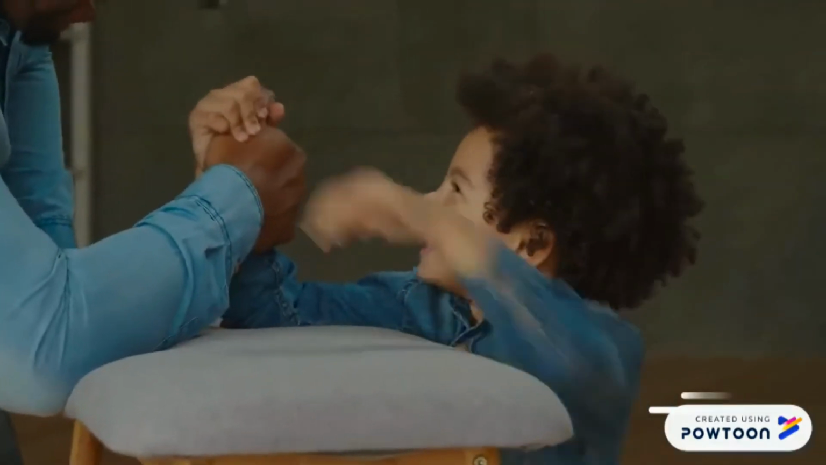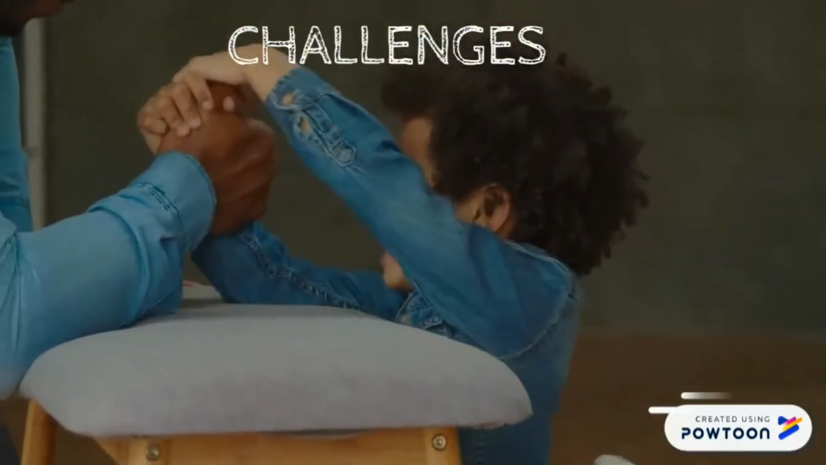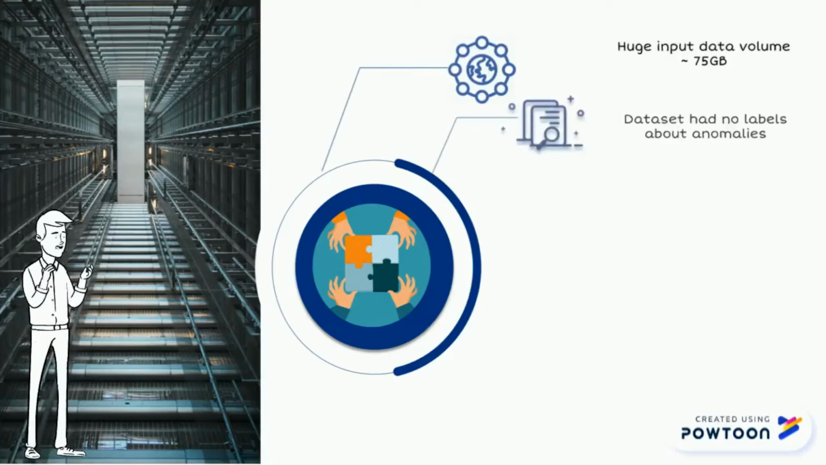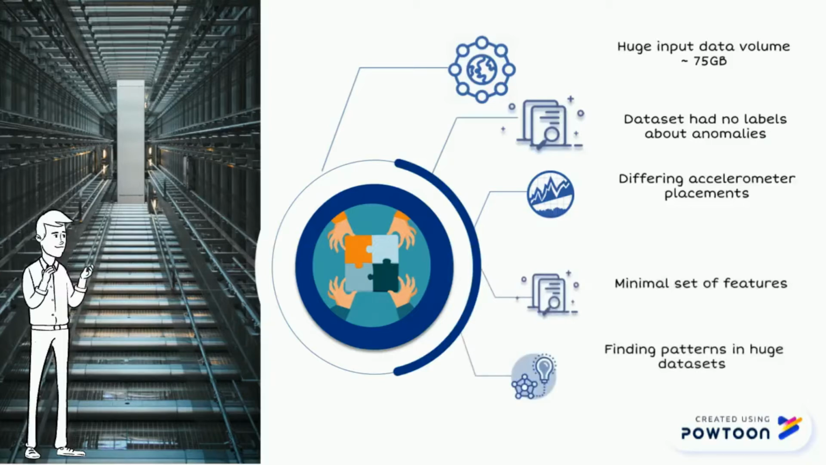No project is an exception from challenges, and we too had a few of them, such as processing a huge volume of data, a dataset with no labels about anomalies, each lift having its accelerometer placed on different locations of the lift, resulting in axis and direction changes, a minimal set of features, finding patterns in huge datasets, and generalizing a model that can fit all types of lifts.